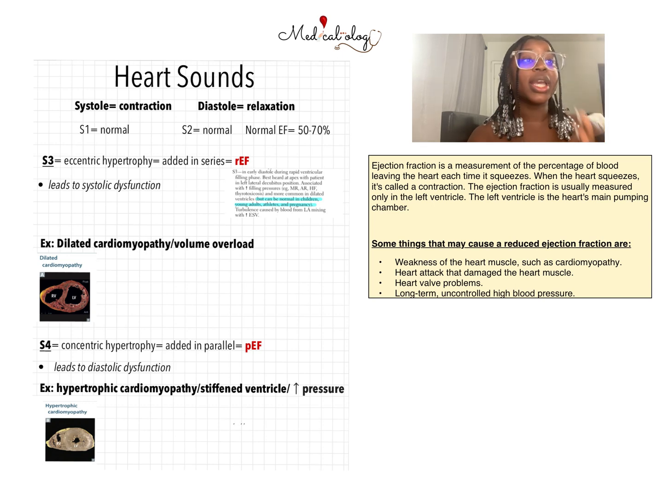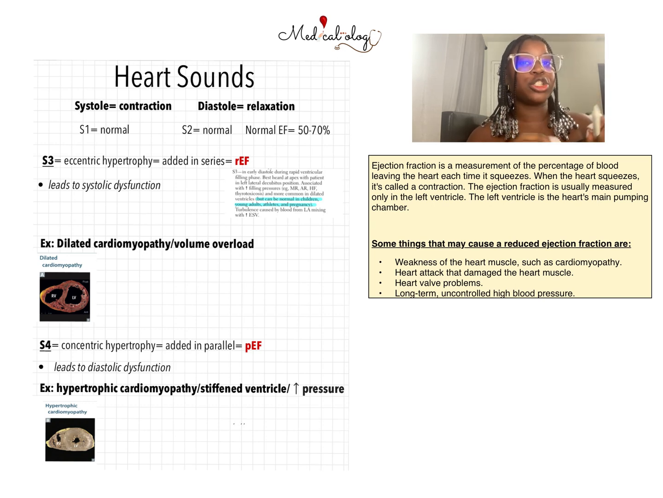So guys, you can get tricked up, but you need to understand whenever you see an S3 sound, don't make it be your knee-jerk reaction to say this is abnormal. It can be normal in what? Children, young adults, athletes, and pregnancy, okay? Make sure you keep that in mind.